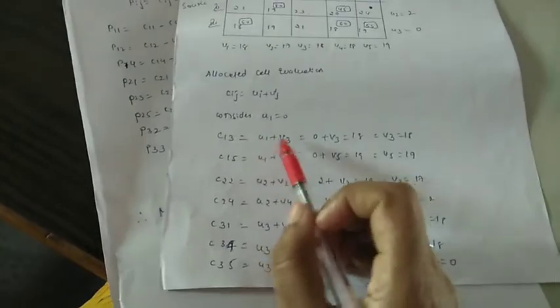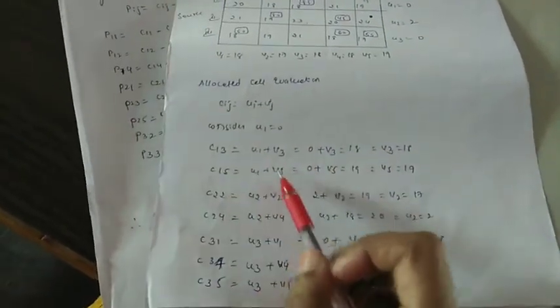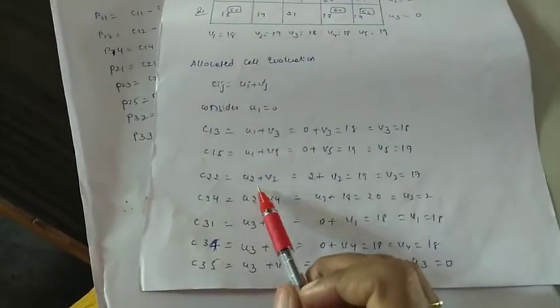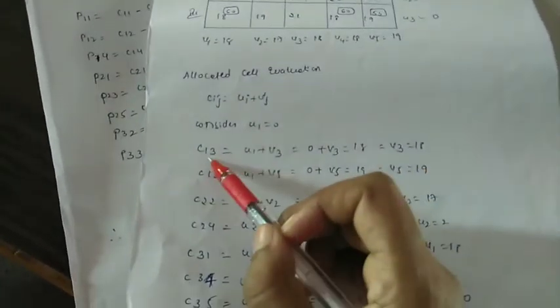So C13, u1 plus v3, u1 is assumed as 0, find v3. So next C15, u1 plus v5, u1 is assumed as 0, find v5. C22, u2 plus v2, find v2 value. Already I told what is the value of C13.